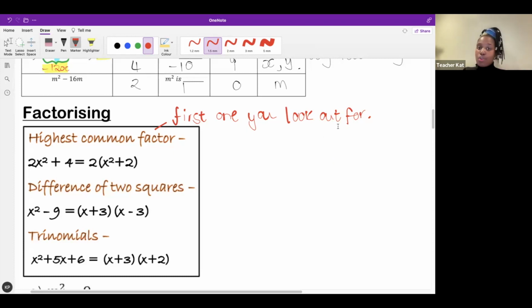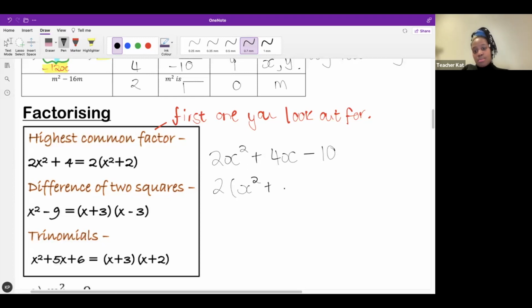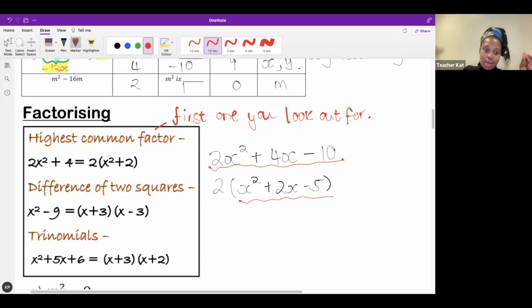Do you guys remember the trinomial we had, which became very simple because there was a common factor? Let me give us an example. If I have a 2x squared plus 4x and then minus, let's say, a 10. And then if I take out a common factor, this becomes x squared plus 2x minus 5. Do you see that it will be much easier to factorize this bracket than it is to factorize the first one? That's why I say get into the habit of first looking for a common factor.